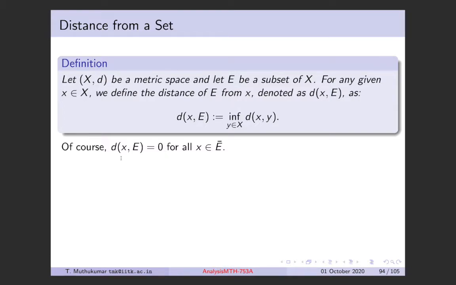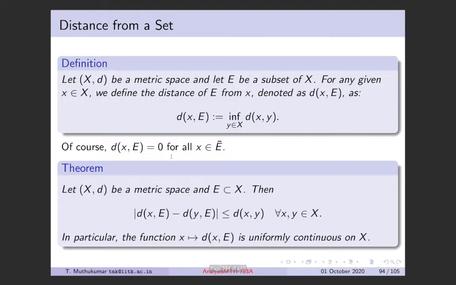For instance, since E is a subset of the metric space X, if x itself is an element of E closure, then the distance of x to E is 0. Okay, so if x belongs to E or E closure, then the distance from x to E is 0. Now this distance function is actually a Lipschitz function. It's actually a uniformly continuous function. That's what the statement of this theorem is.